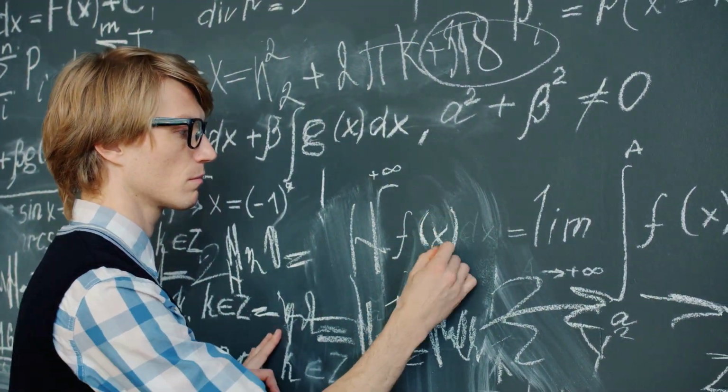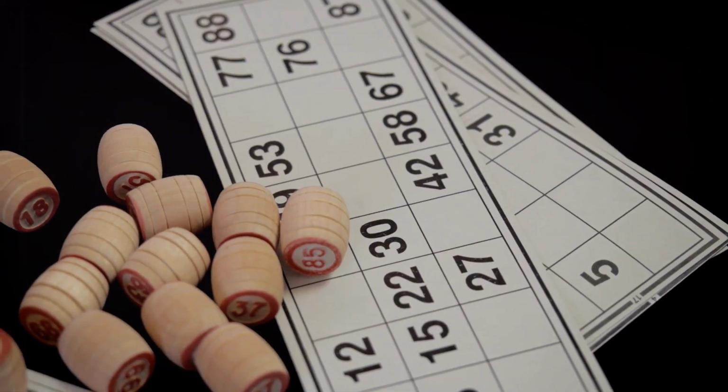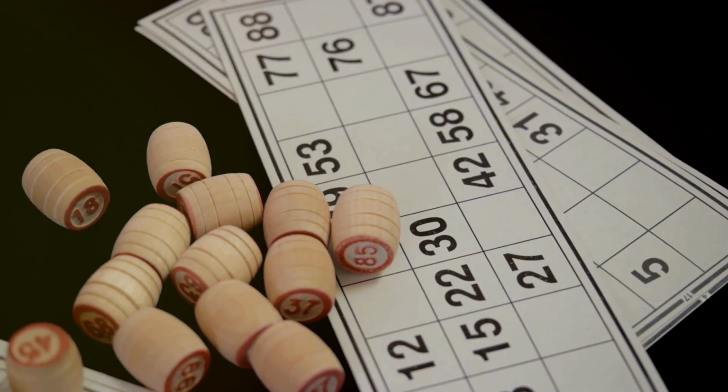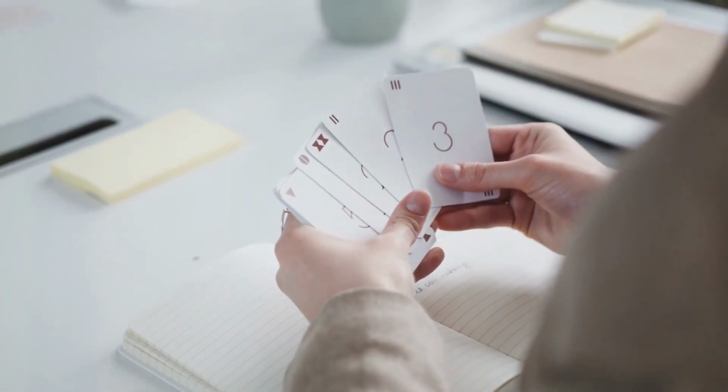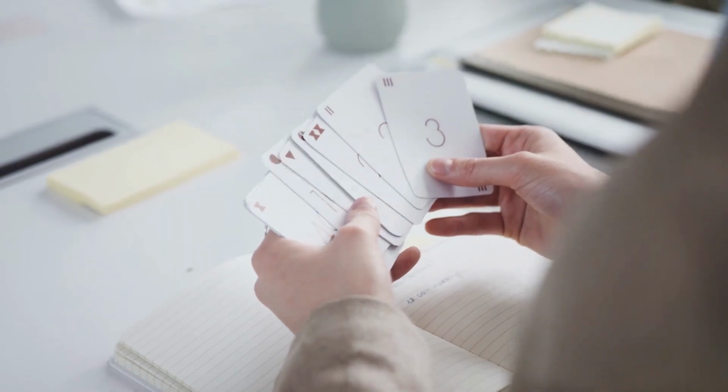Combinatorics is a branch of mathematics that deals with counting and arranging objects. In gambling, it plays a crucial role in games like poker and lotteries. Combinatorics helps calculate the number of possible outcomes and the probabilities of different hands or number combinations.